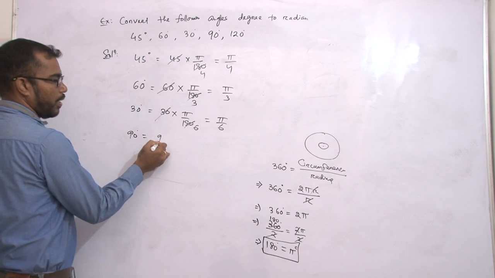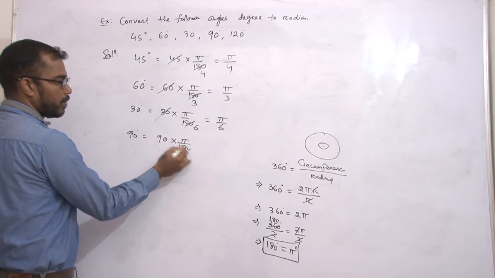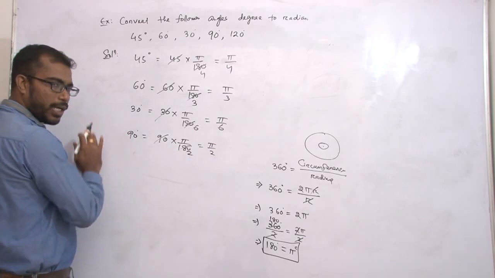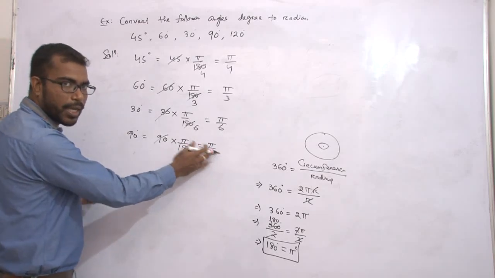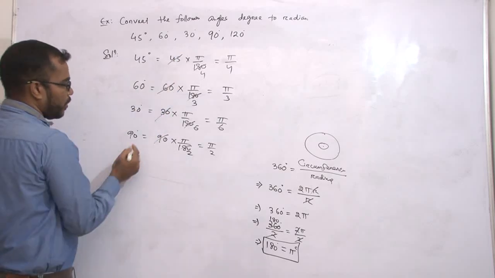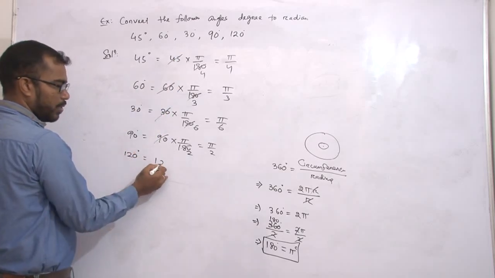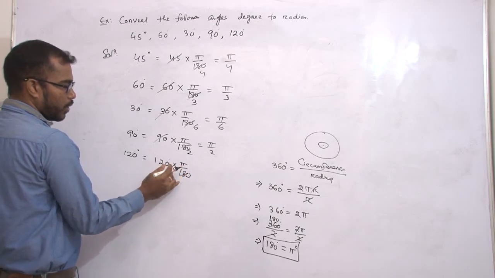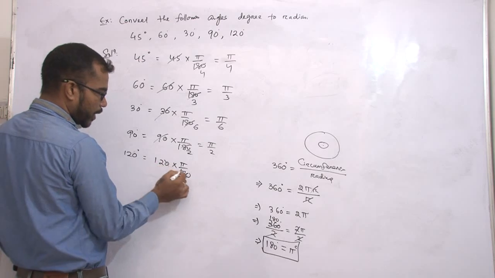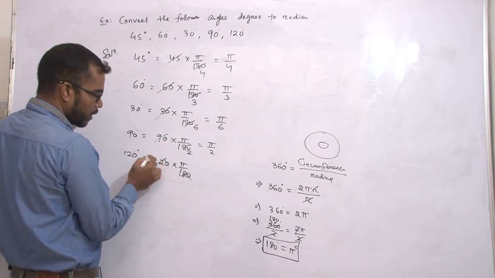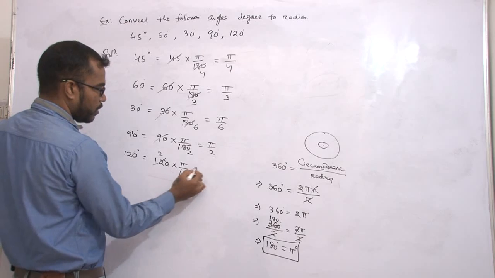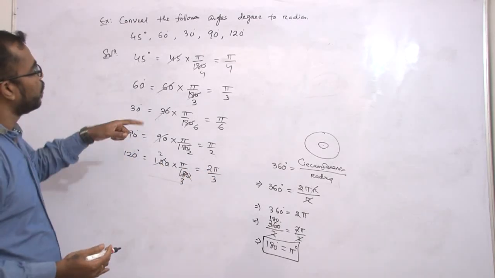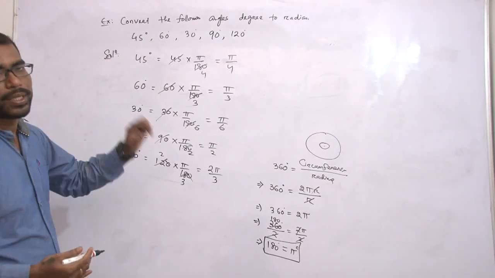Similarly 90 degree, 90 into pi by 180. If we cancel, we get pi by 2. So pi by 2 is also equal to 90 degree. It is in the form of radians and in the form of degree. And the last one is 120 degree. Similarly, 120 into pi by 180. If we cancel by 6, we get 2 and here 3. So we get 2 pi by 3. So this is the procedure to convert degree to radians.